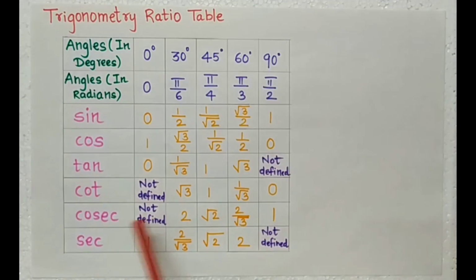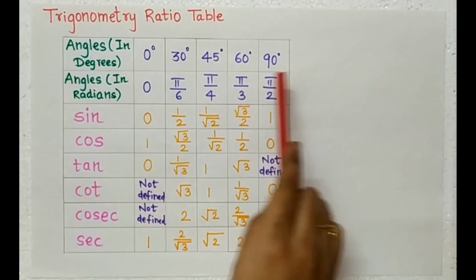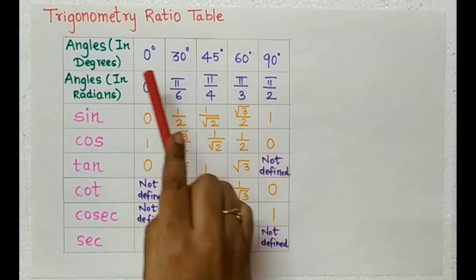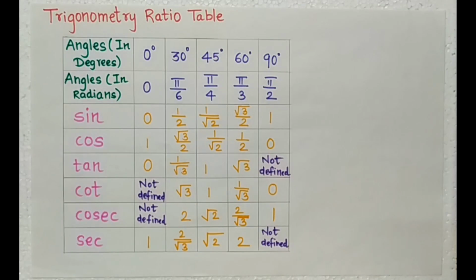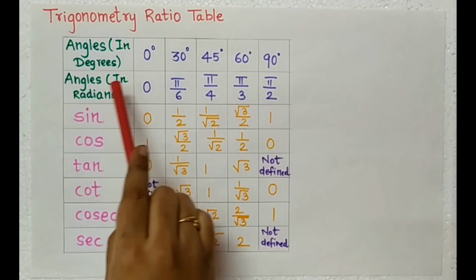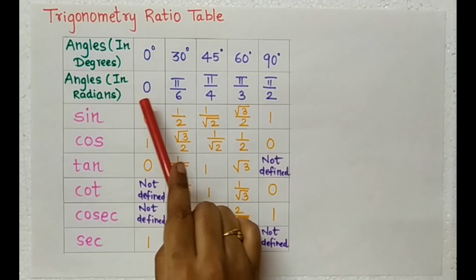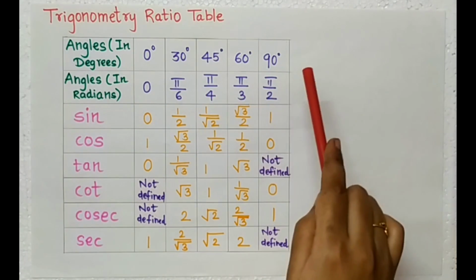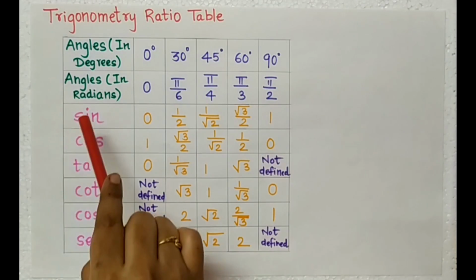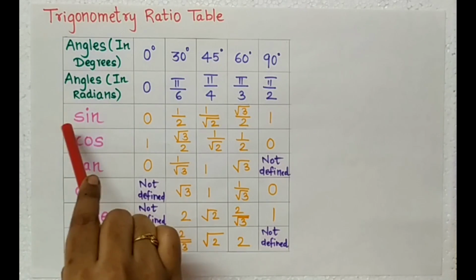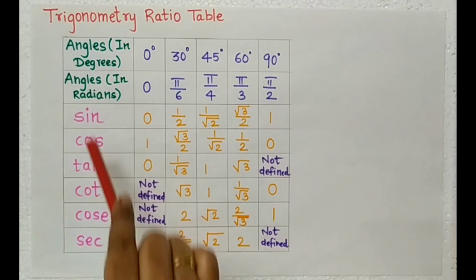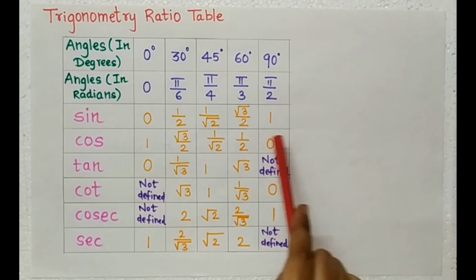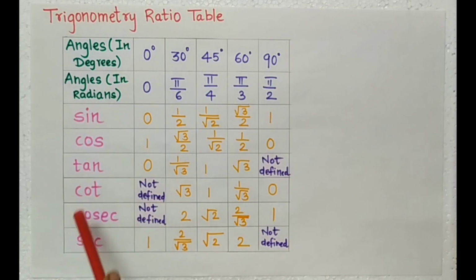So this is our trigonometric ratio table. In the first row, angles in degrees are given, that is 0 degrees, 30 degrees, 45 degrees, 60 degrees and 90 degrees. And in the second row, angles in radians are given, that is 0, pi by 6, pi by 4, pi by 3 and pi by 2. And in the first column, you can see sine, cos, tan, cot, cosec and sec are given in an order, and the corresponding values of all these trigonometric ratios are given in your table.